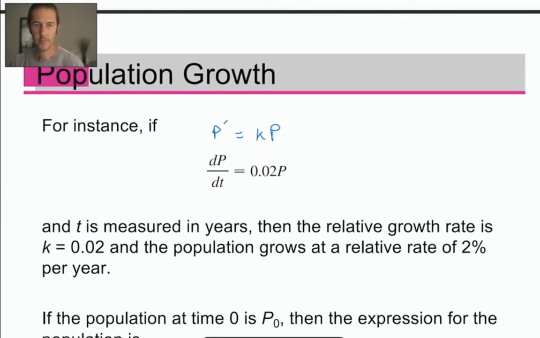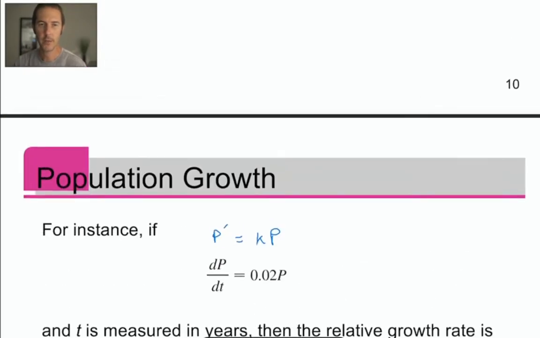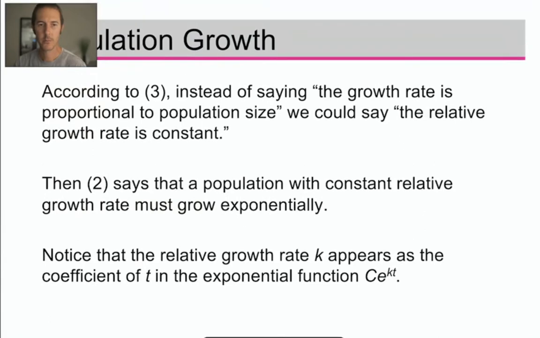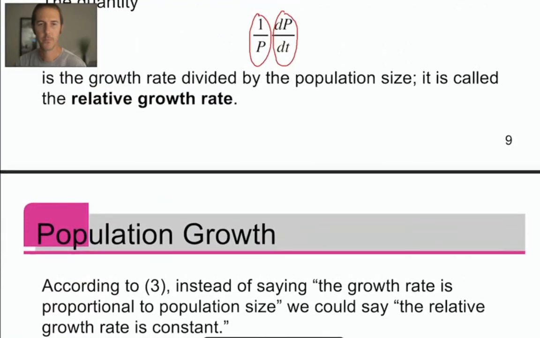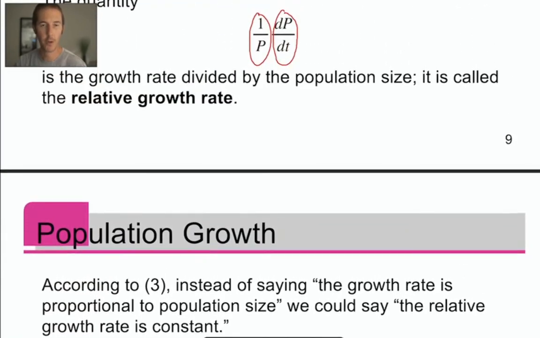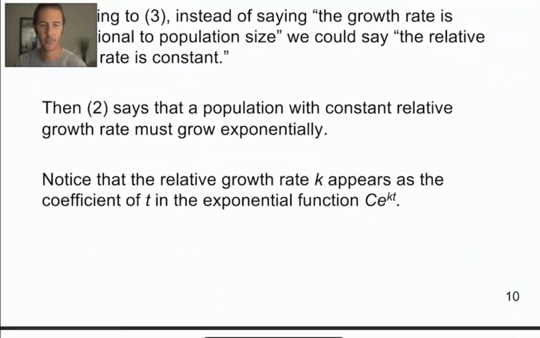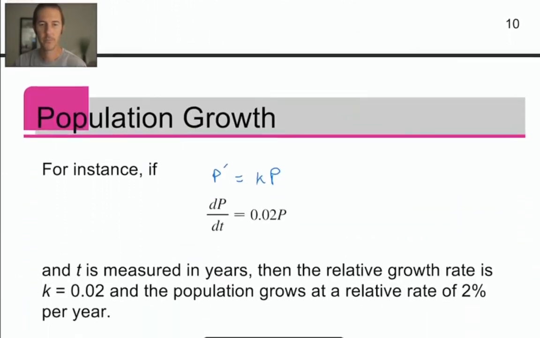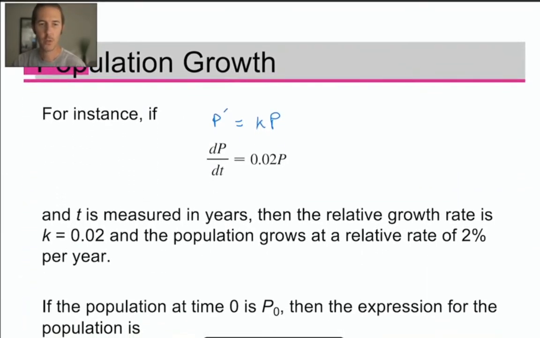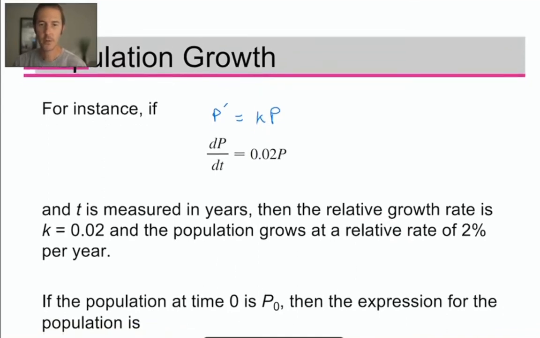For instance, we've got P prime equals kP. That's just another way to write it. The rate of change of population with respect to time is equal to, and we're seeing that our k value is 0.02. So that is our relative growth rate. That's our k value, 0.02. t is measured in years.